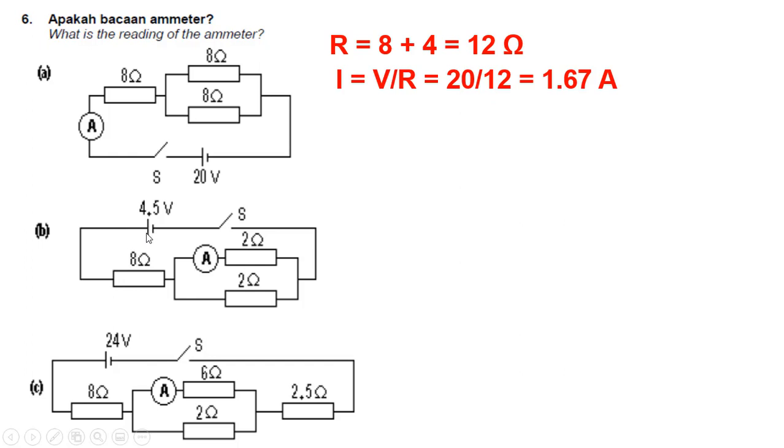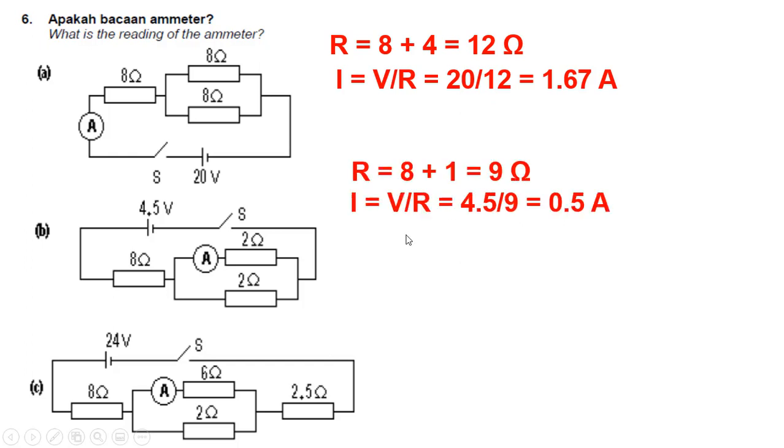In order to do that, we first calculate the effective resistance. Easy: 2 and 2 divided by 2 is 1 ohm. So here is 1, 8 plus 1 is 9 ohm. So I equals 4.5 divided by 9 ohm. You get 0.5 ampere. So the current from the battery is 0.5 ampere.